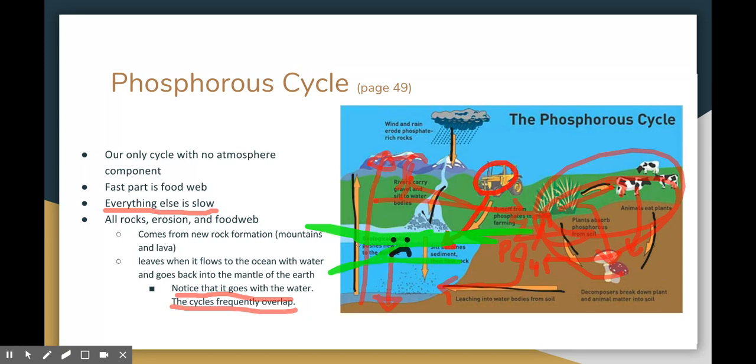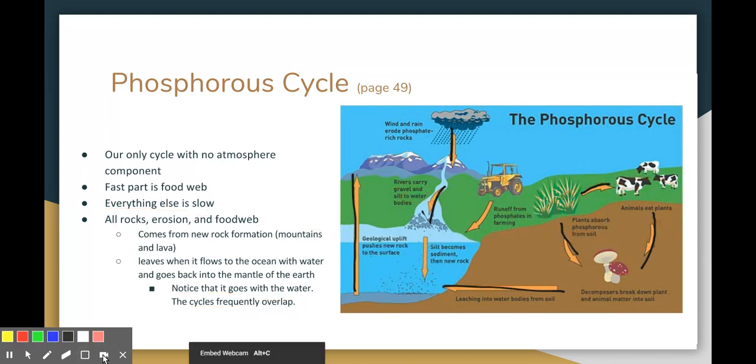in that loop for a little while, unless it gets pulled by the water cycle again into water where it becomes rock, and then it either goes back into the earth or is eventually pushed up to become a new mountain. Phosphorus cycle. It's slow. It's really, really slow if it's not in the food web. Clean. And next slide.